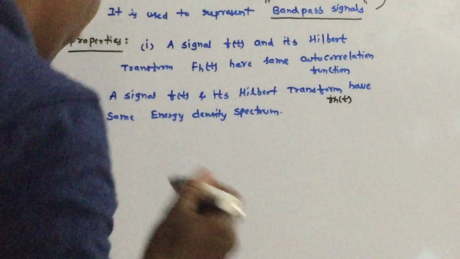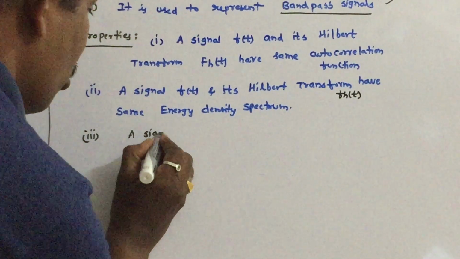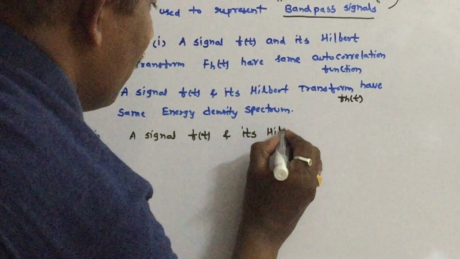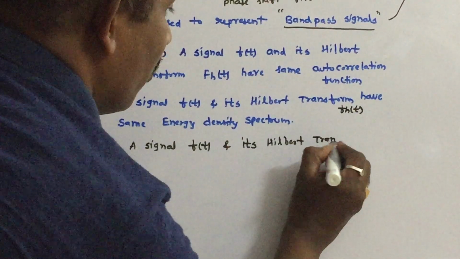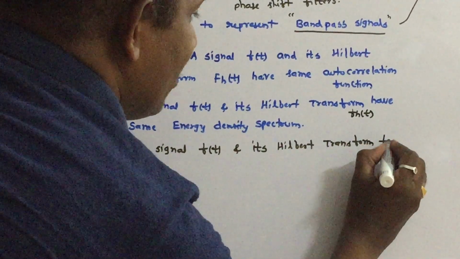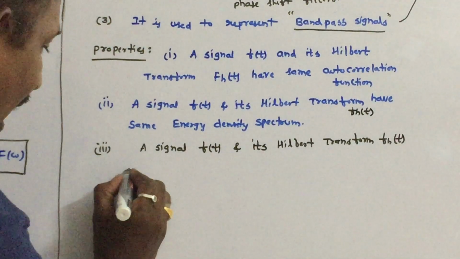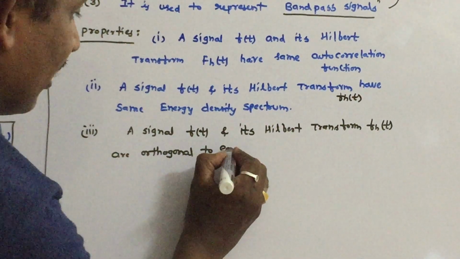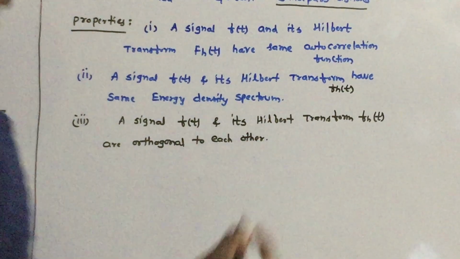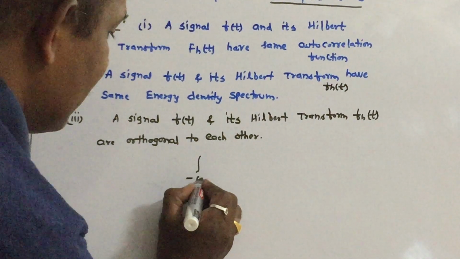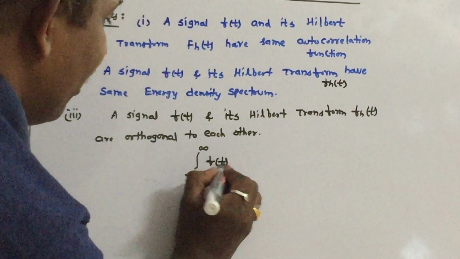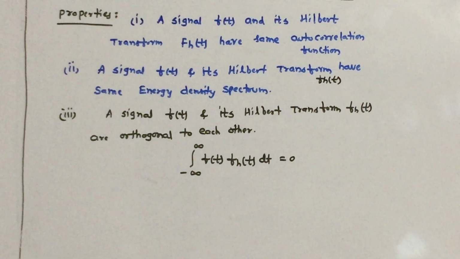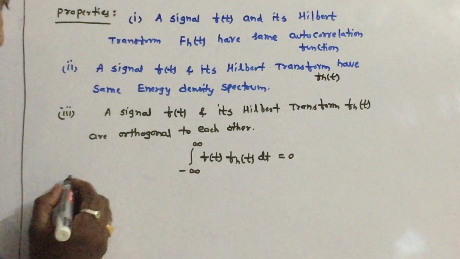The third point is that a signal f of t and its Hilbert transform fh of t are orthogonal to each other. What is the orthogonality condition? We integrate from minus infinity to infinity f of t times fh of t dt, which is equal to 0. So they are orthogonal to each other, and we take the limits minus infinity to plus infinity.